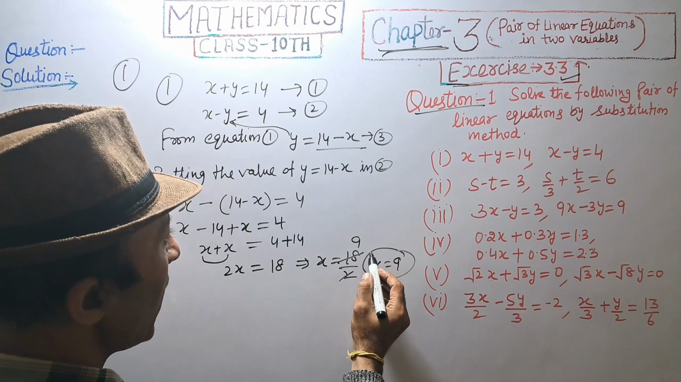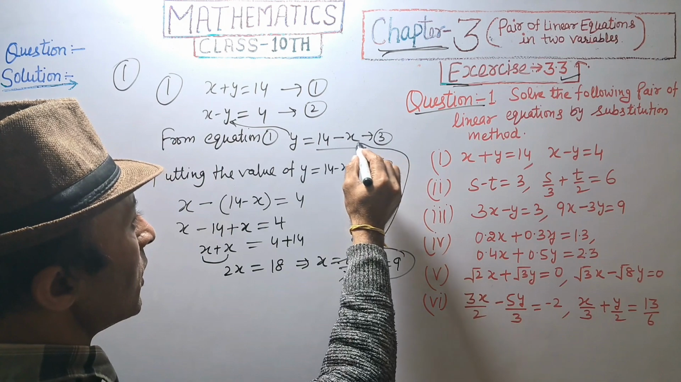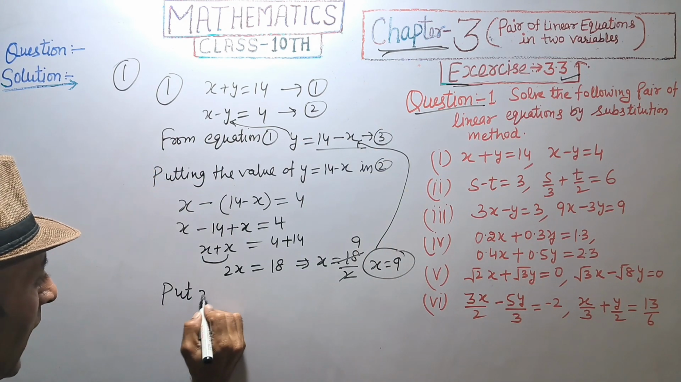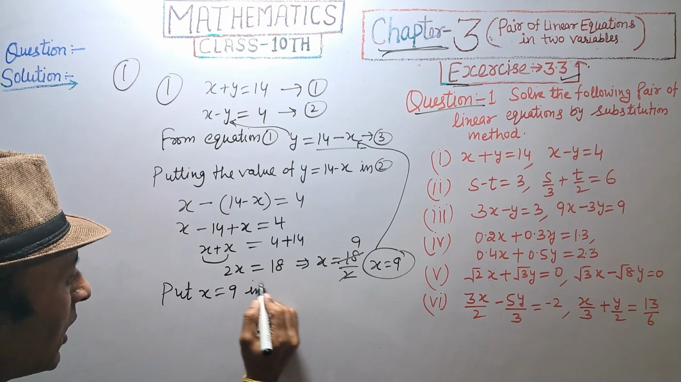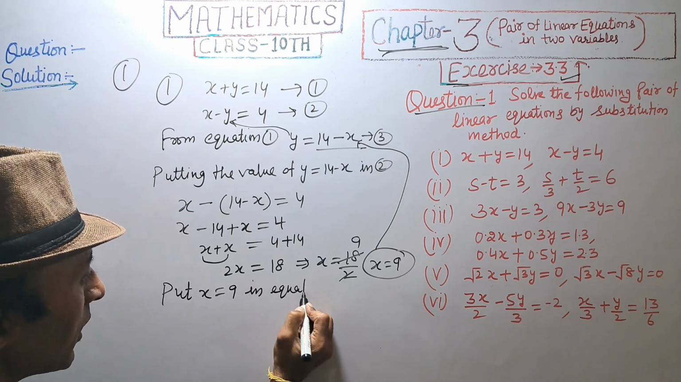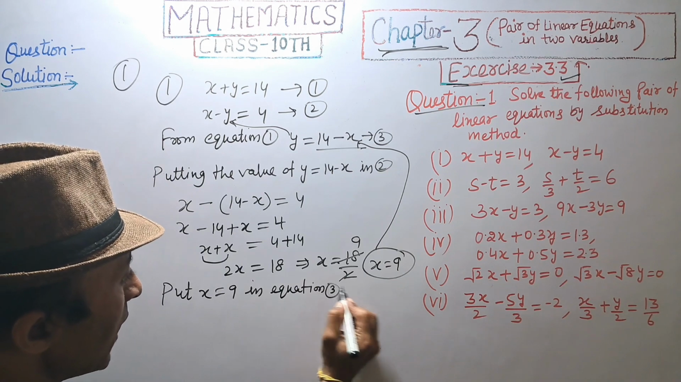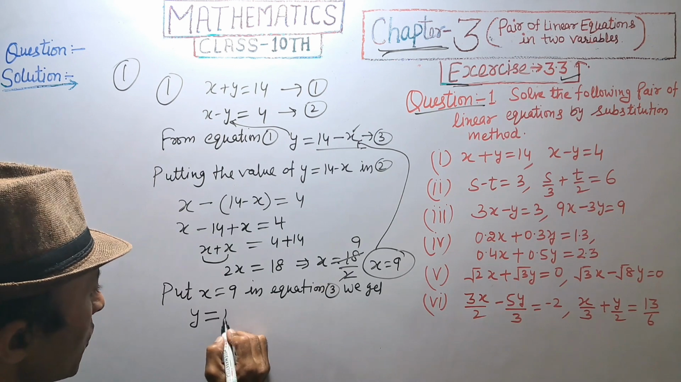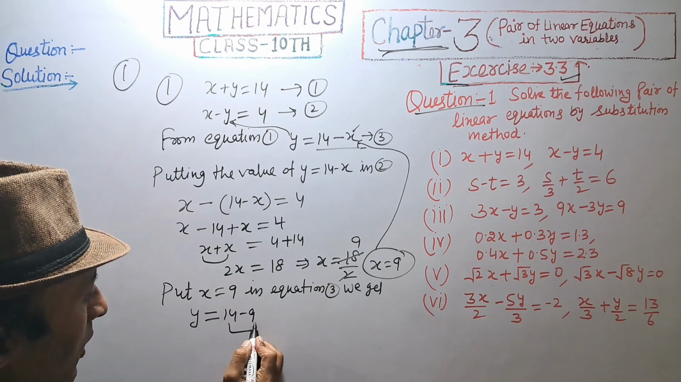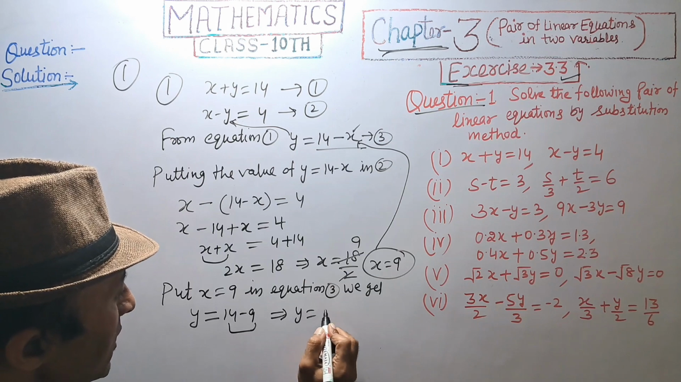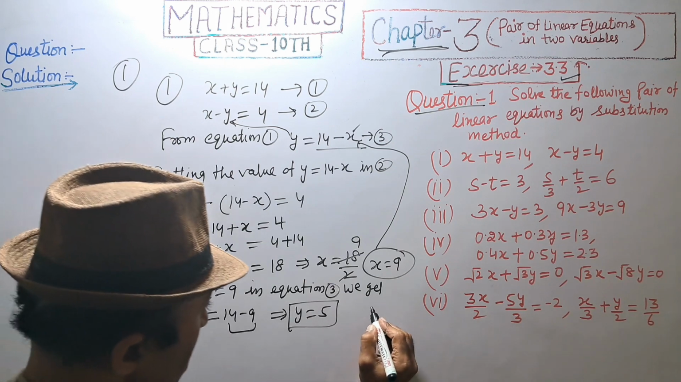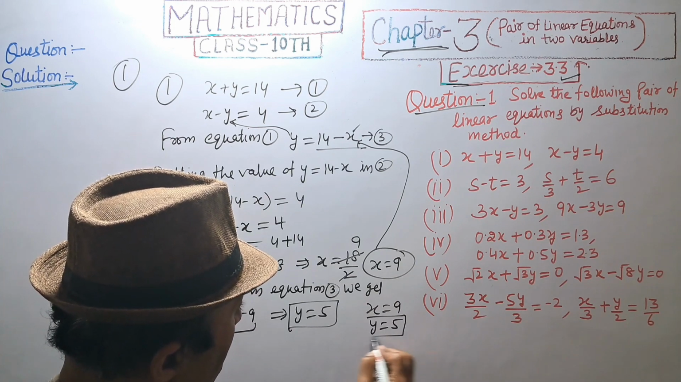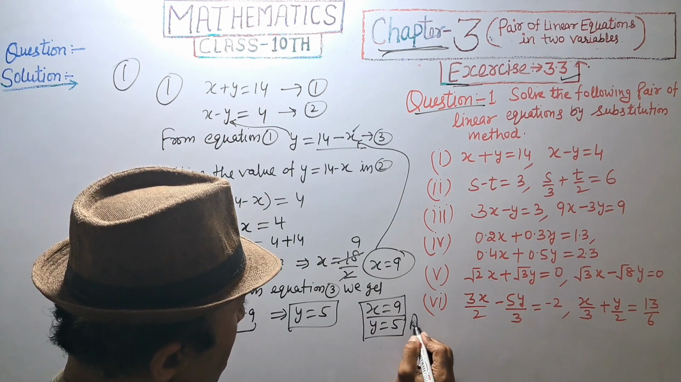And putting the value of x in equation number third, we get the value of y. Put x is equal to 9 in equation third, we get the value of y is equal to 14 minus 9. 14 minus 9, this implies y is equal to 5. x equal to 9 and y is equal to 5. Answer.